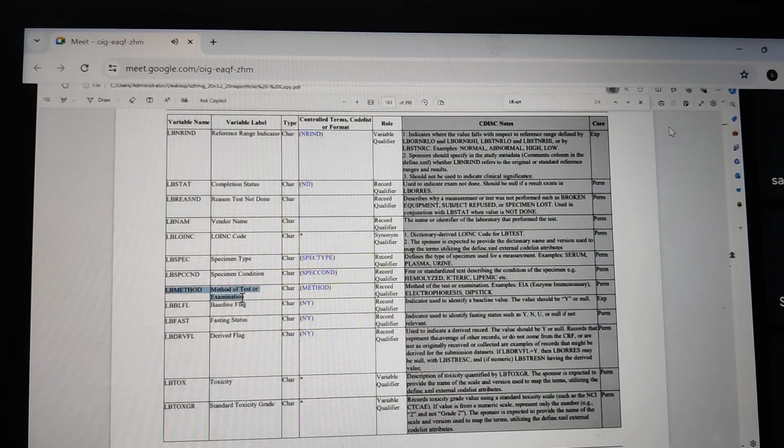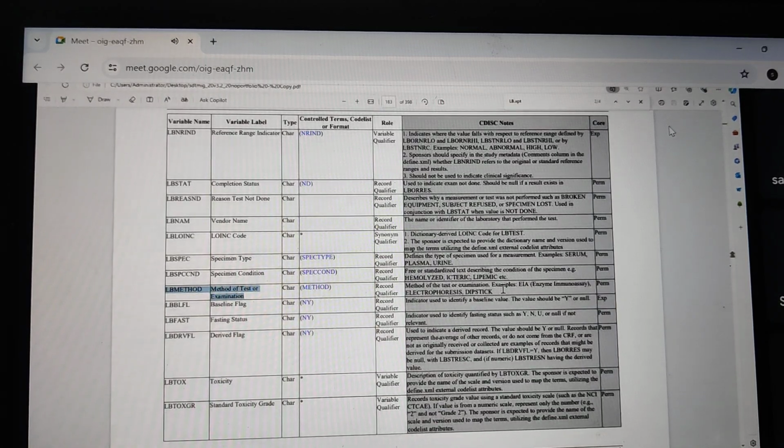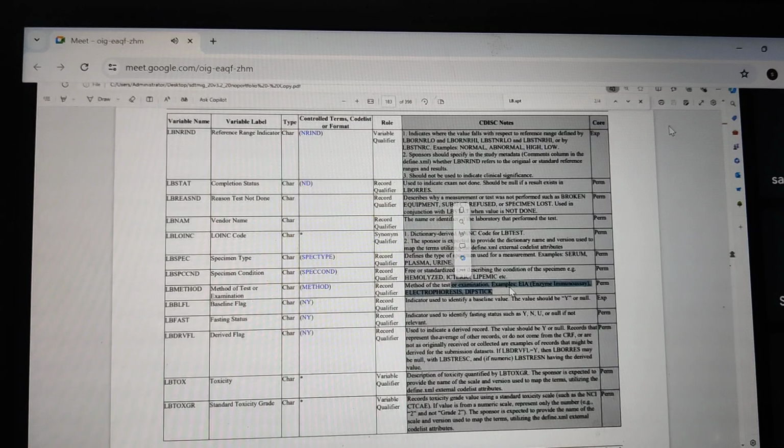And then LBMETHOD. What is the method by which that particular test is done? Sometimes, for example, pH can be measured with a meter, and we can also check it with a dipstick. If we use pH litmus paper in the particular sample, it turns to different colors, and based on the colors we can say this is the pH value. But the same pH we can also calculate with the meter, so it depends on the method by which that particular test is performed. Some examples are electrophoresis, dipstick, and EIA, enzyme immunoassay.